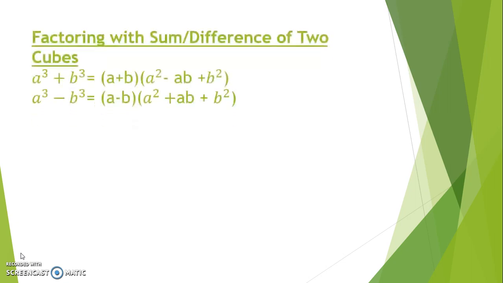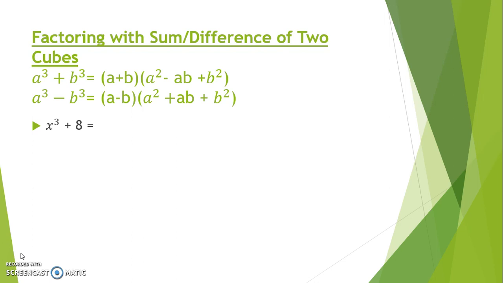The next one is sum and difference of two cubes. This is where you're cubing things. So 1 times 1 times 1 is 1, 2 times 2 times 2 is... I'm sorry, 2 times 2 is 4 times 2 is 8, so 8 is a perfect cube. Okay, so these are some things you're going to need to know also.